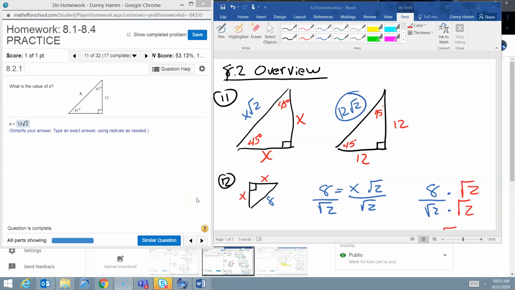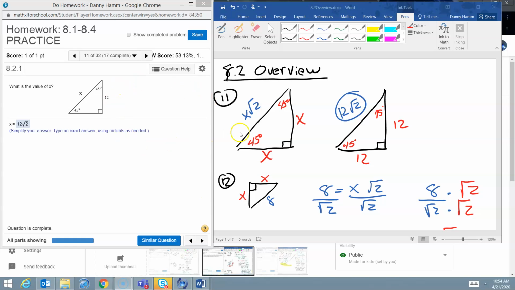What's up, my peoples? We're looking at the 8.2 overview, and we're going to be looking at the special triangles here. Some of you would like to refer to this as a hack to the OG Pythagorean theorem because these two methods are really quick to figure out answers without using the Pythagorean theorem.